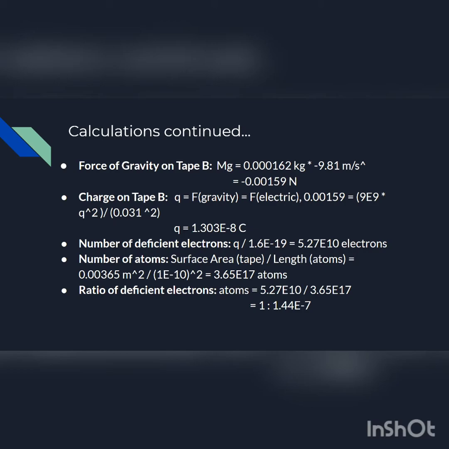coulombs. To find the number of deficient electrons, we divide the charge Q by the charge of one electron, which is 1.6 times 10 to the power negative 19. And to find the number of atoms, we divide the surface area of the tape by the length of the atoms. To find the ratio of deficient electrons to the atoms, we just divide them and find the ratio.